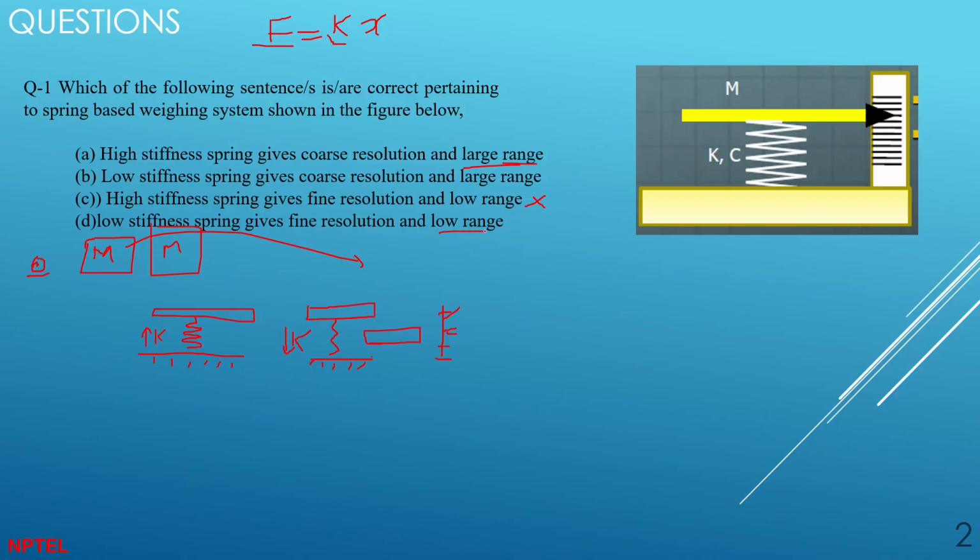This is right. Okay, and so these two are right. Let's look into the resolution. So what does resolution mean? Resolution is the smallest mass, the smallest change it can measure.